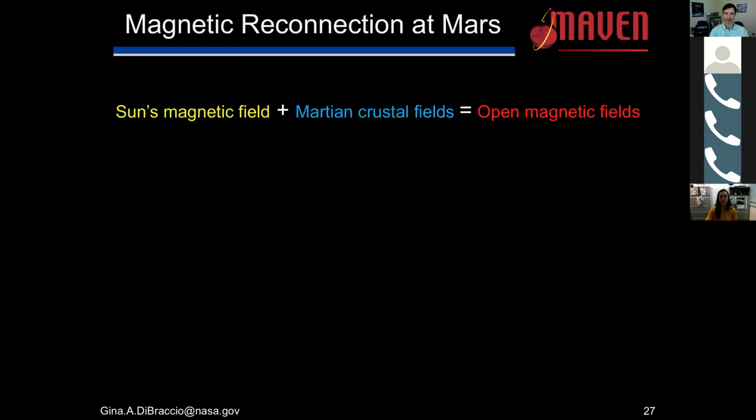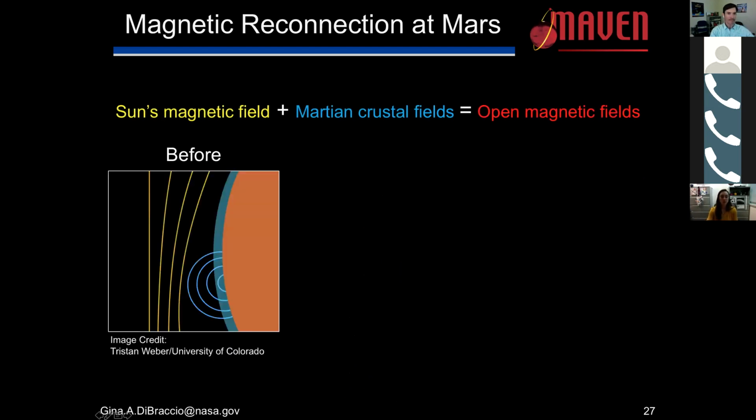So let's try that again. Here's that equation: the sun's magnetic field combines with the Martian crustal fields, and it equals open magnetic fields. So here's the scenario that we have for the before. We have Mars, we have the atmosphere of Mars, and we have those crustal magnetic fields, the blue fields that you see here. We have the sun's magnetic field as well, the yellow lines here. And at some point, they're going to come together and they're going to interact.